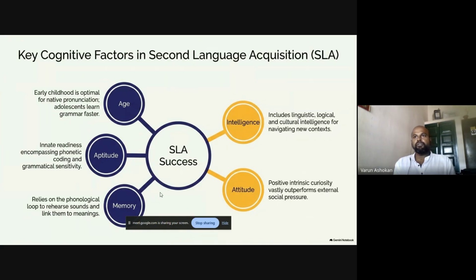Then age is another one, because early childhood is optimal for native pronunciation. Adolescent age is to learn grammar very fast in nature. Then aptitude, the innate readiness to encompass phonetic coding and grammatical sensitivity. Here, language learning aptitude also plays a role, because we don't know whether the learner is ready or not. But as we saw, early years are very good for pronunciation and acquisition of the language. But in later years we have to decode the language, because a word can have a different meaning.